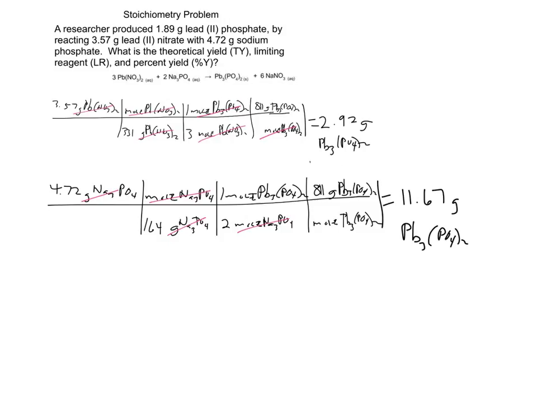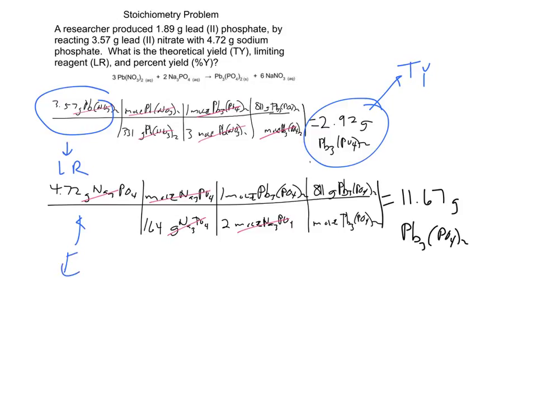Now, both of these answers can't be correct. So, the theoretical yield is actually the smaller number. That is your theoretical yield. So that means the 3.57 grams of lead nitrate is your limiting reagent. It will not allow you to make any more. There's not enough moles of lead nitrate to react with all the sodium phosphate. So that also means the sodium phosphate is the excess reagent. So now you know several things. You now know the theoretical yield, the limiting reagent, and the excess reagent.